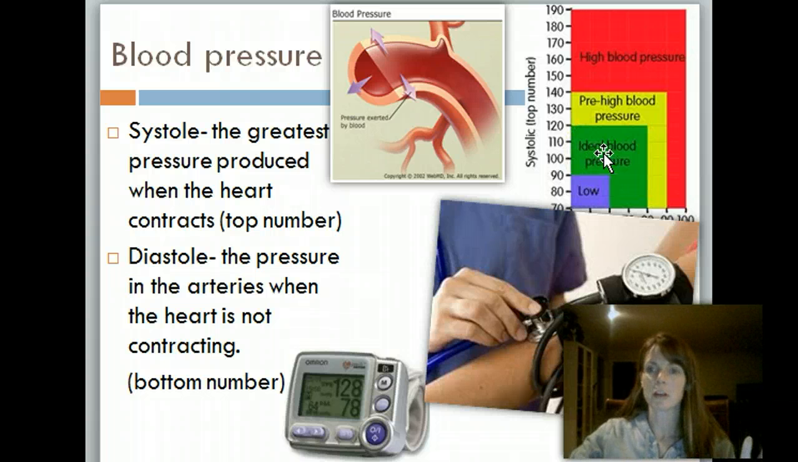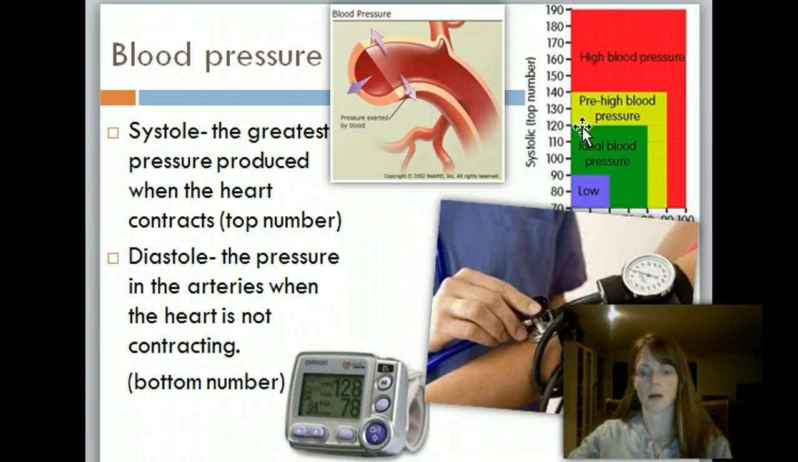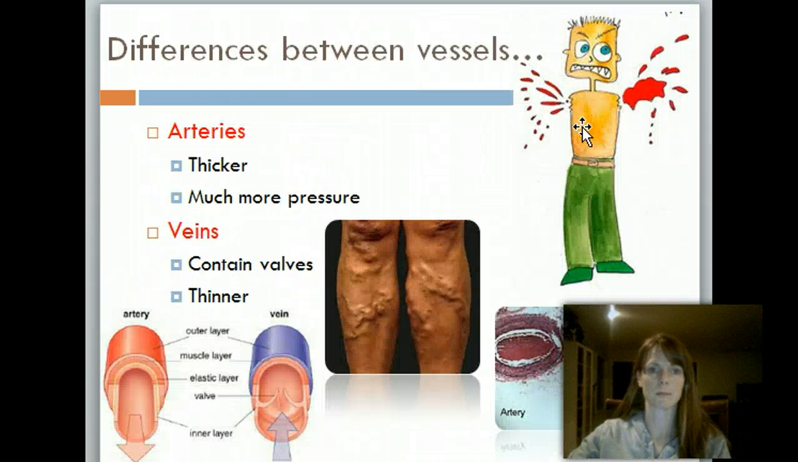If you have higher blood pressure, sometimes it's genetic, but there are things to do. You can change your diet. Obviously, exercise really helps. Staying healthy means a good, healthy blood pressure, okay?